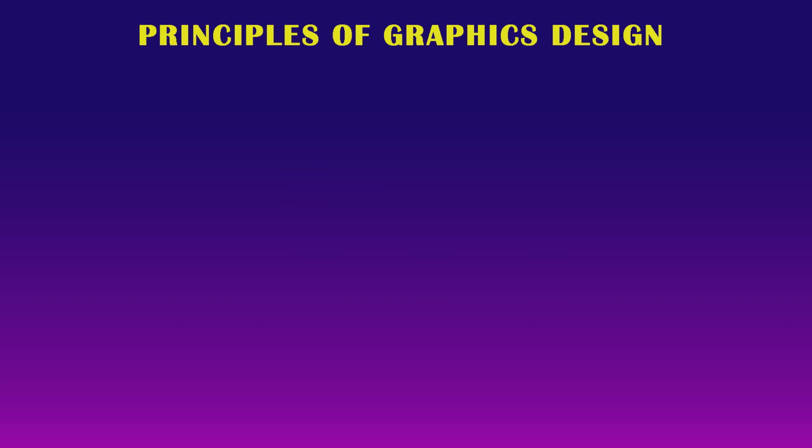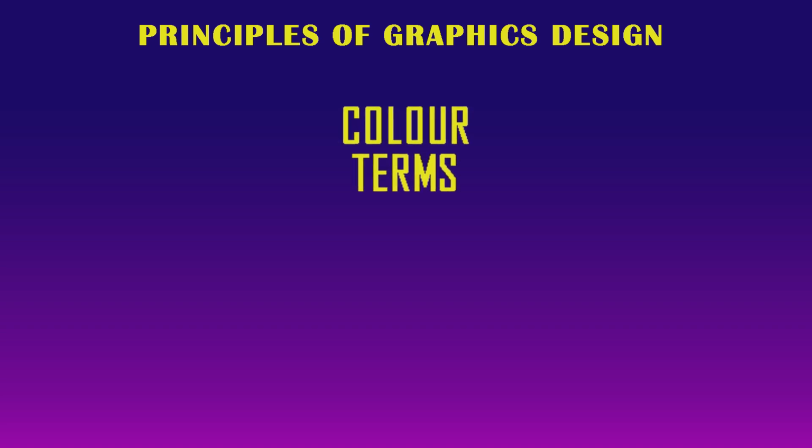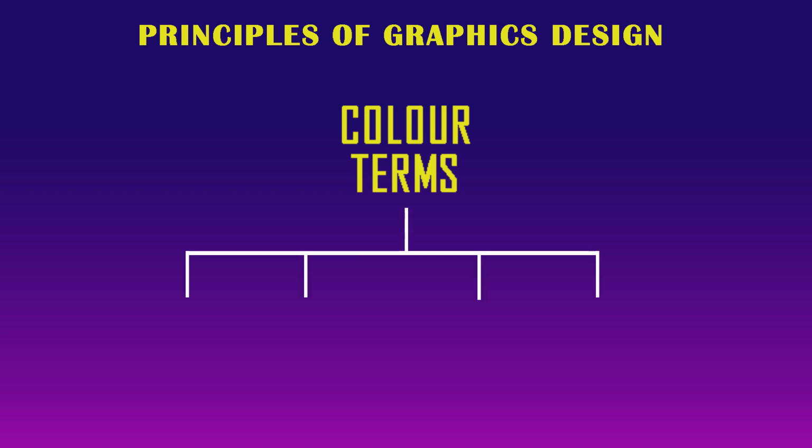Now going to the second topic under color theory, we go to color terms. Now we will briefly be describing the following color terminologies which are important. The first one is hue, next one is shade, next one is tint, and next one is saturation.